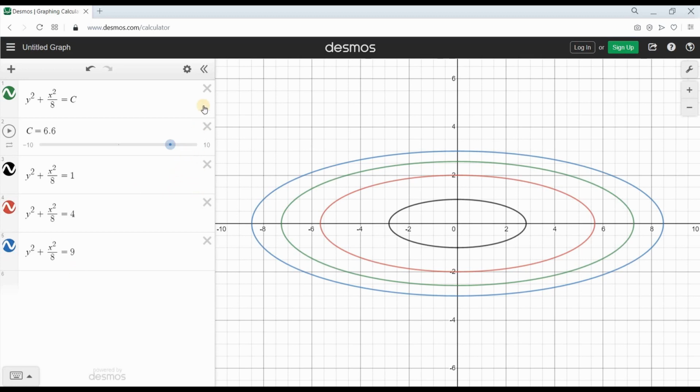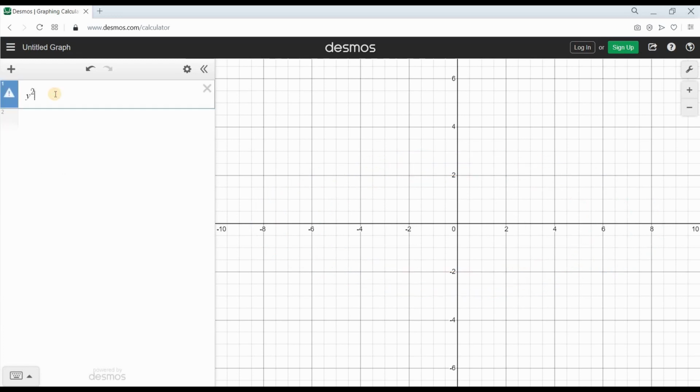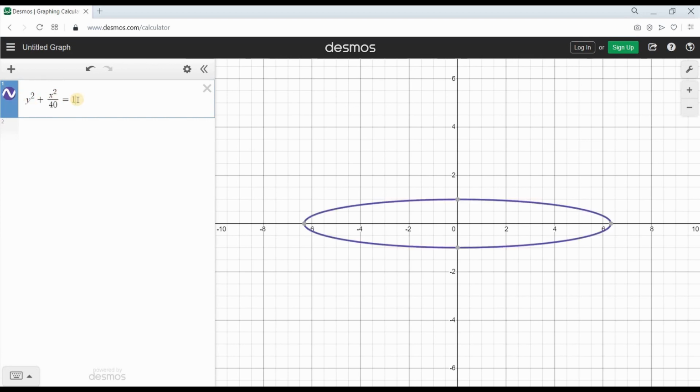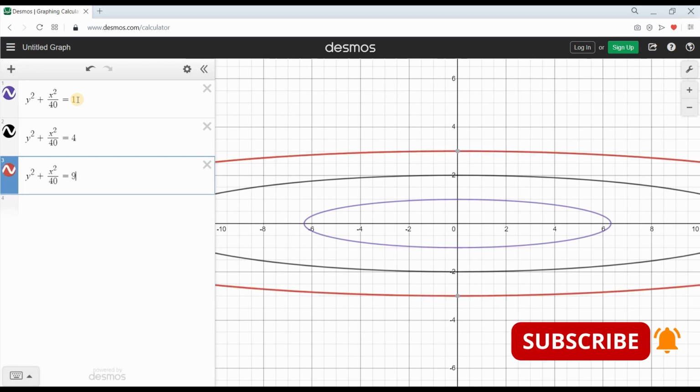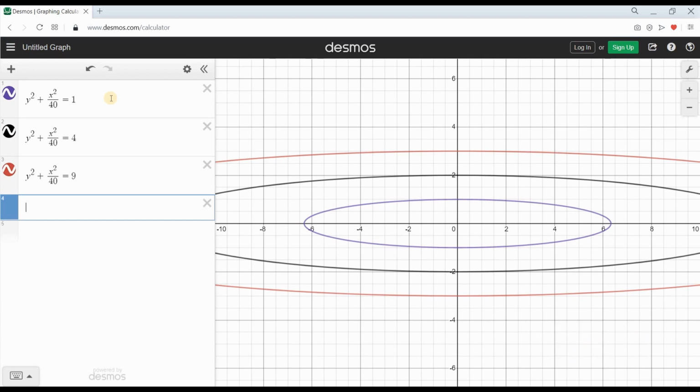Let's do the same thing for t equal to 10 seconds. So the equation turns to y squared plus x squared over, now 4 times 10 is 40, is equal to, again, different values of c. Now, this time, you can see that the ellipses are a bit more elongated along the x-axis. Now, why is that? Let's take a look at the general equation.